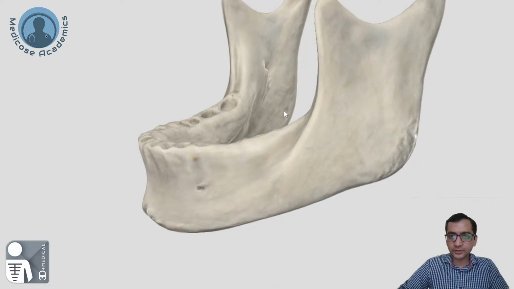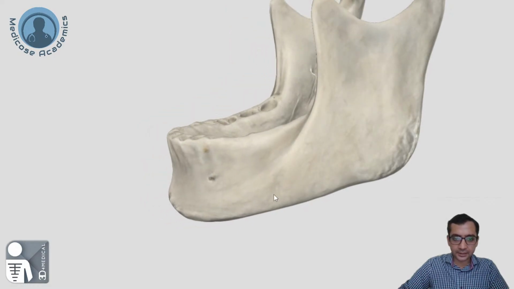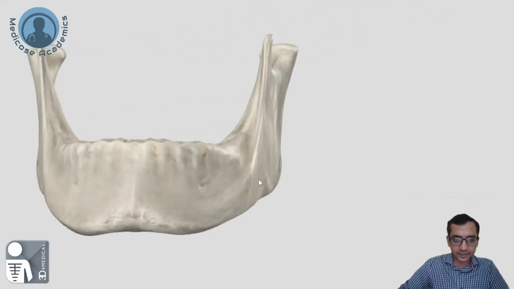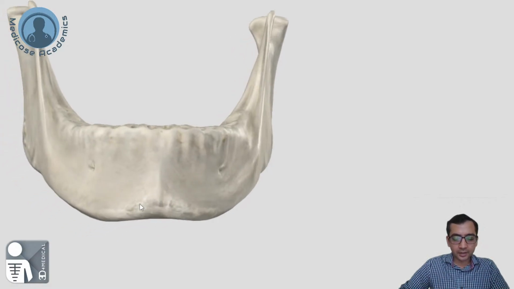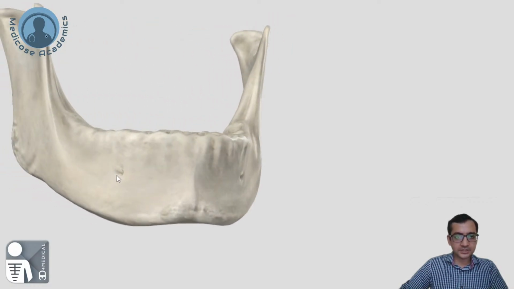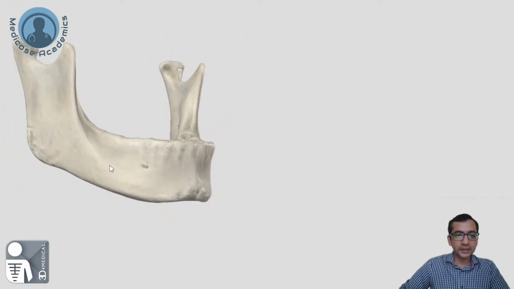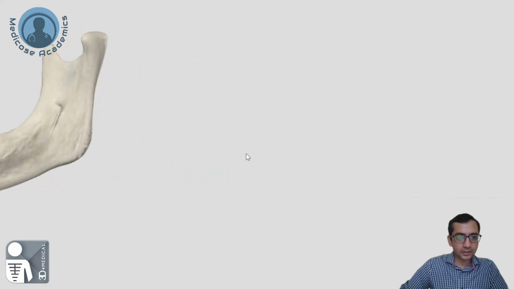I hope I have covered all of these: coronoid process, condyloid process, neck, mandibular notch, ramus, angle, rough area, oblique line, mental protuberance, alveolar arch, incisive fossa, mental symphysis menti, and mental protuberance. Let's look at the interior aspect.